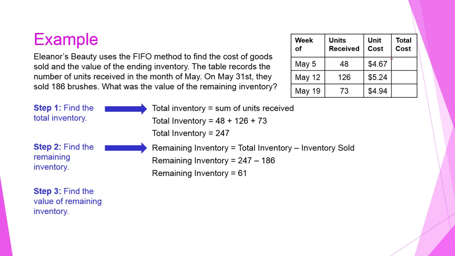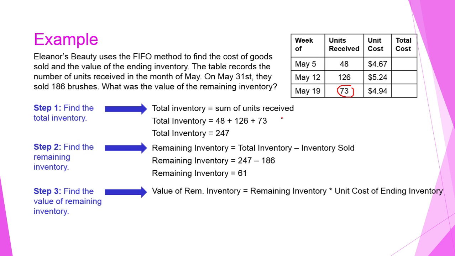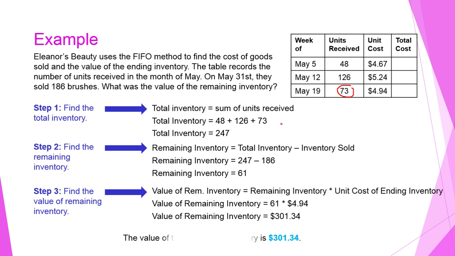The 61 all comes from May 19th, which has a unit cost of $4.94. So we're going to use that to multiply by 61, giving us the remaining inventory of $301.34.